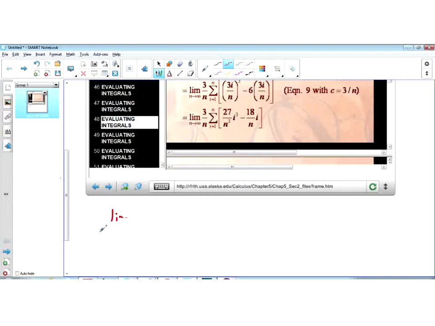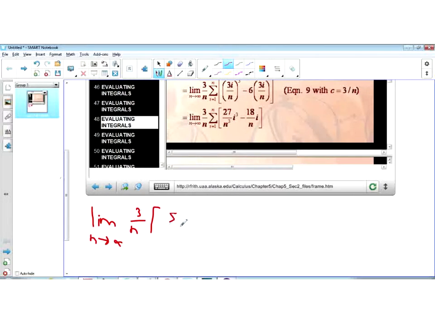So the limit as n approaches infinity. What they're going to do next is take 27 over n cubed out. They'll distribute the sigma operator, and they'll do a number of steps. I don't want to skip too many steps because I'm sure many students will get confused over this. So I'm starting from the last expression.